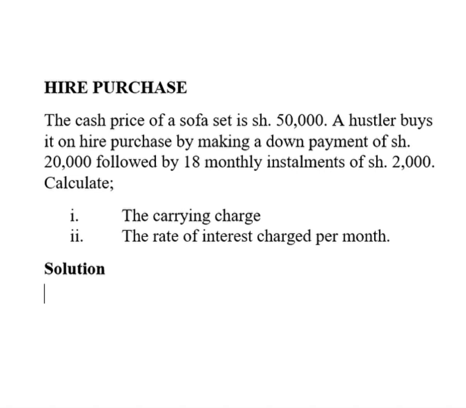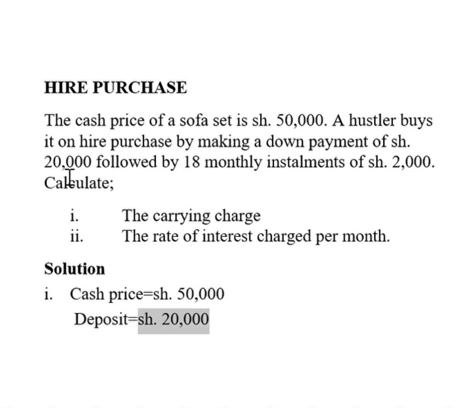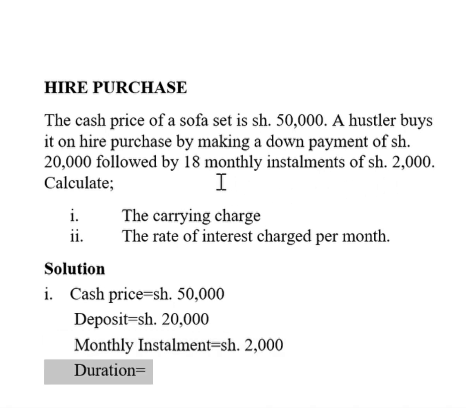We start by identifying the quantities we are given in the question. So we start with the cash price, which we are told is 50,000 shillings. And then we are told there's a down payment, which is like a deposit. So the deposit is 20,000 shillings. And we are told it is followed by 18 monthly installments of 2,000. So the monthly installment is 2,000, and then the duration is 18 months.